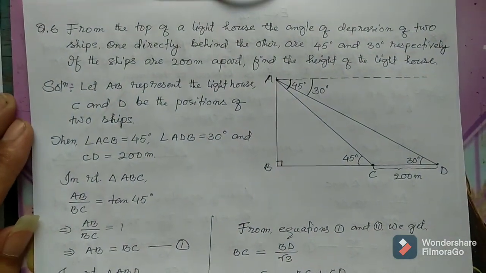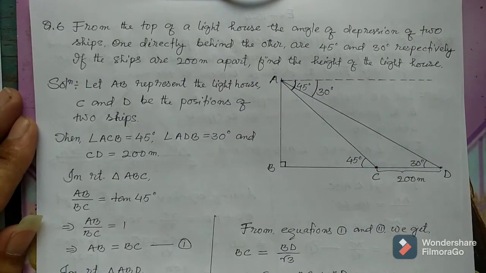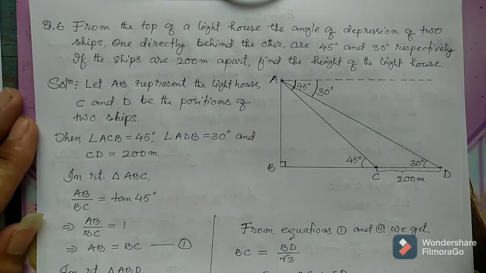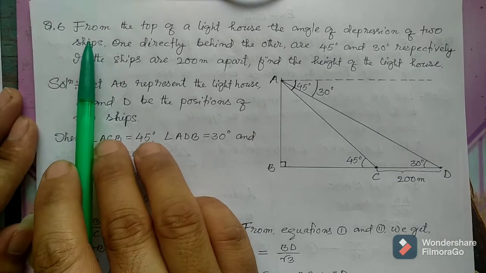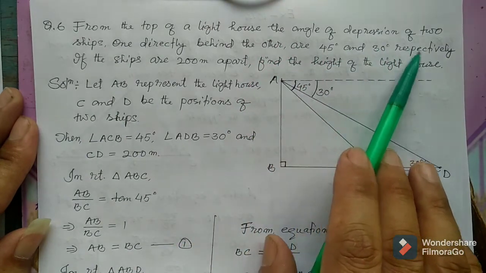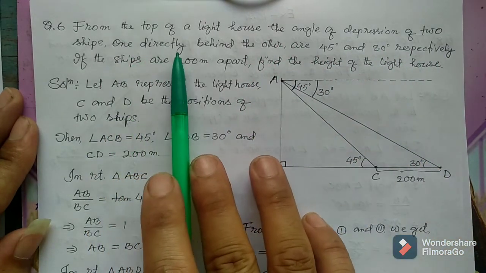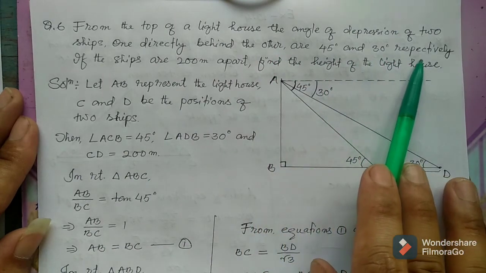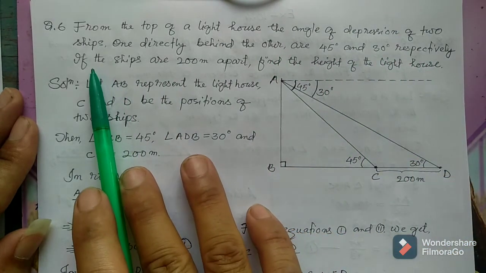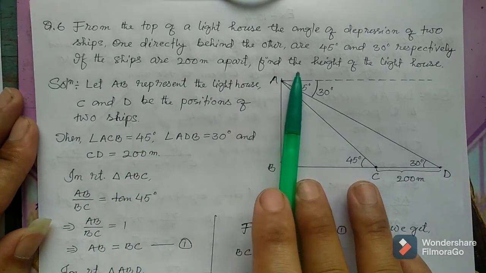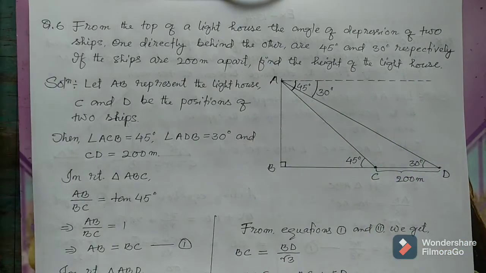There is the first textual question, exercise 10.4, textual question number 6. The question is: from the top of a lighthouse, the angles of depression of two ships, one directly behind the other, are 45 degree and 30 degree respectively. If the ships are 20 meters apart, find the height of the lighthouse.